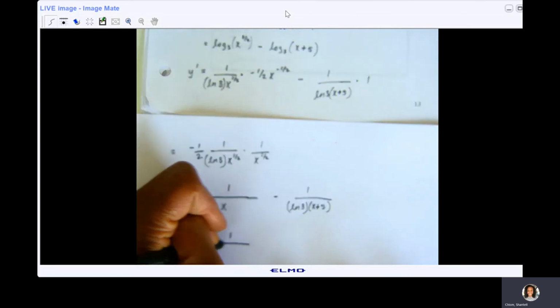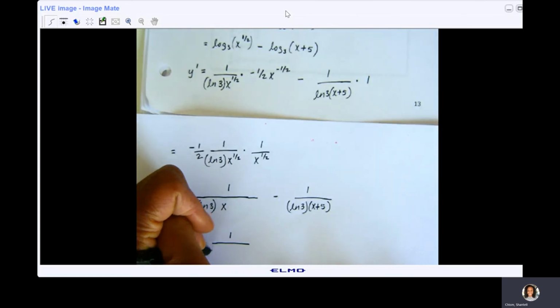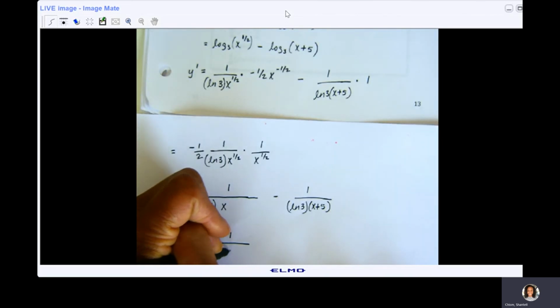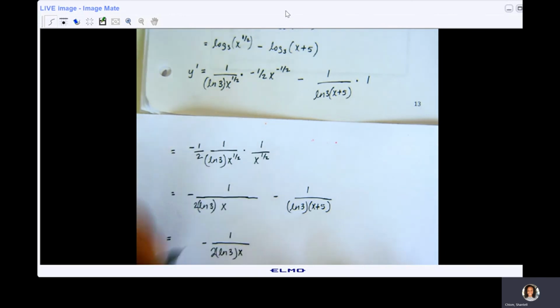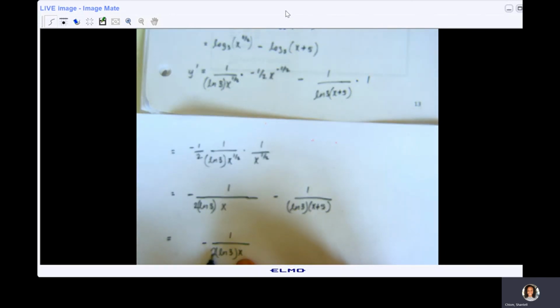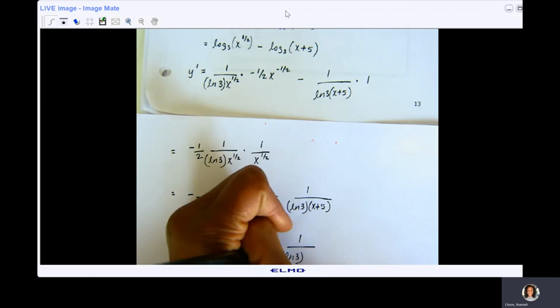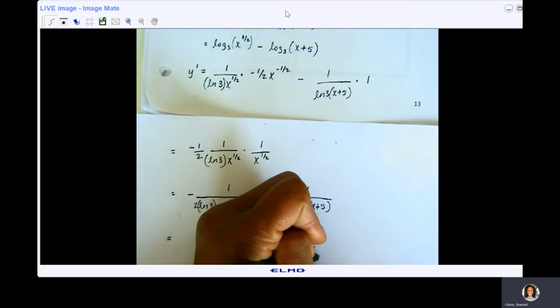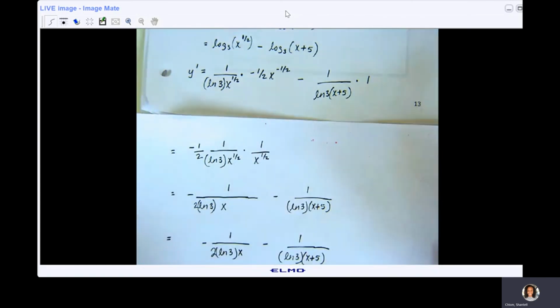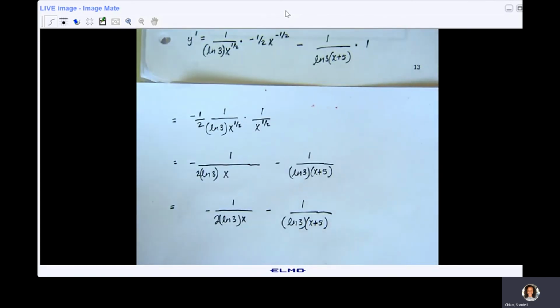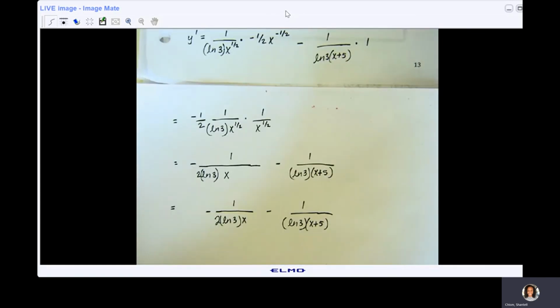Maybe make it look weird. So 2 ln of 3, x, and I can't put the x in front with the 2, minus 1 over ln of 3 plus 5. Okay. I think that's about it with this section.